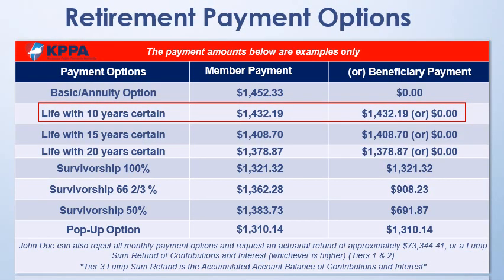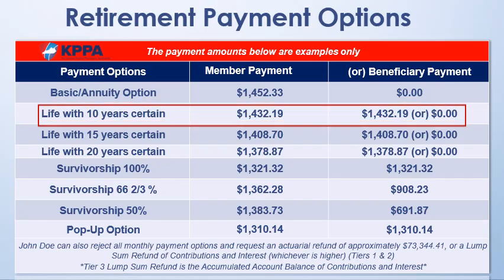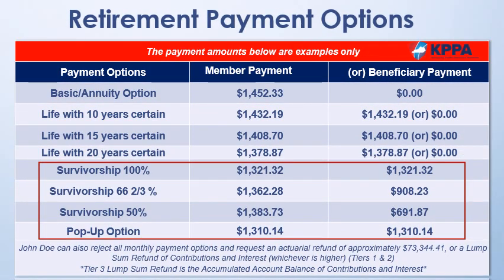So, for example, if the member chose life with 10 years certain and lived 3 years beyond their retirement date, the beneficiary will be entitled to the remaining 7 years in payments. At the end of the 10-year period, the payment to the beneficiary would cease. Survivorship 100%, 66 2/3, 50%, and the pop-up option are all lifetime payments to both the member and the beneficiary.